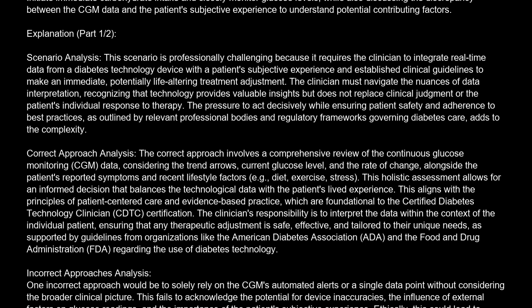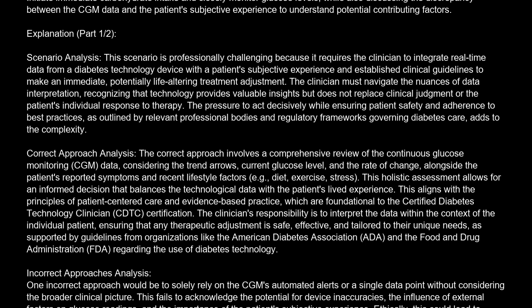Correct approach analysis. The correct approach involves a comprehensive review of the continuous glucose monitoring (CGM) data, considering the trend arrows, current glucose level, and the rate of change, alongside the patient's reported symptoms and recent lifestyle factors, e.g., diet, exercise, stress. This holistic assessment allows for an informed decision that balances the technological data with the patient's lived experience.